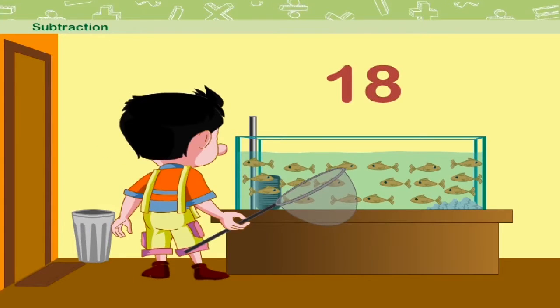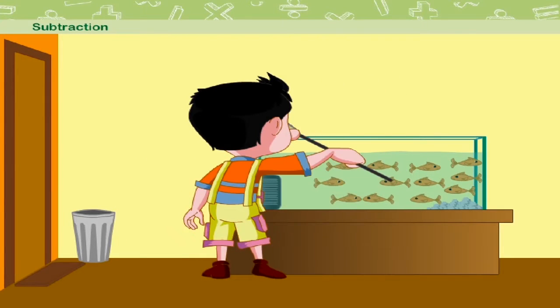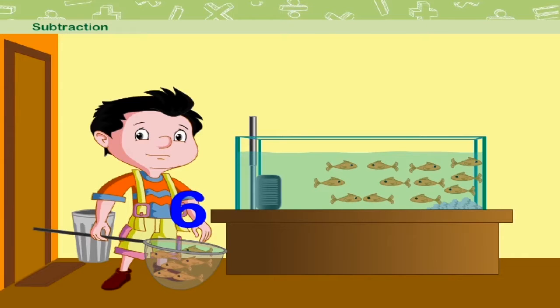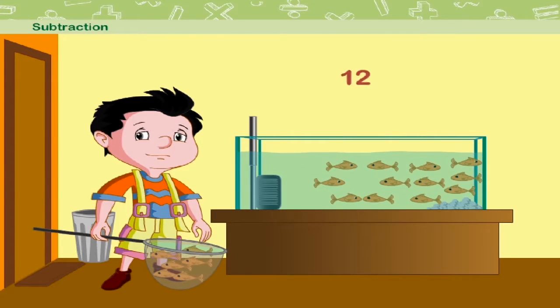There are 18 fish in an aquarium. Shyam took away 6 of the fish. How many fish are left in the aquarium? 18 minus 6 is equal to 12. So, there are 12 fish left in the aquarium.